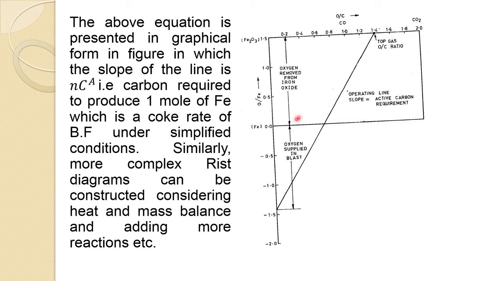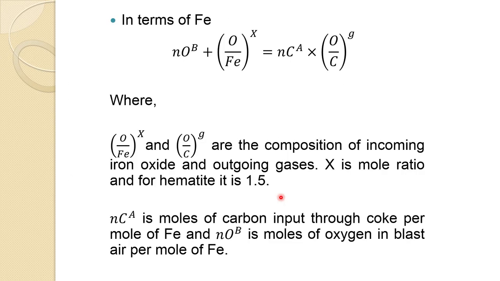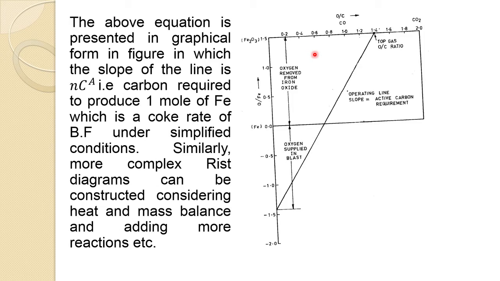So, in the upper zone oxygen is removed from the iron oxide. This shows a graphical representation, and the slope of this line is this, and the intercept you will also get. So, the slope of this line is the number of moles of carbon required to produce 1 mole of iron, which is the coke rate of the blast furnace under simplified conditions.